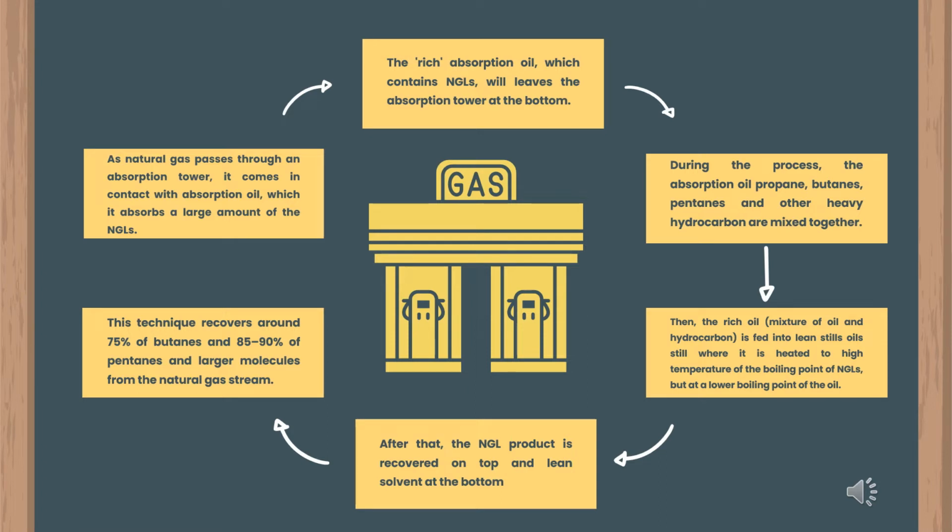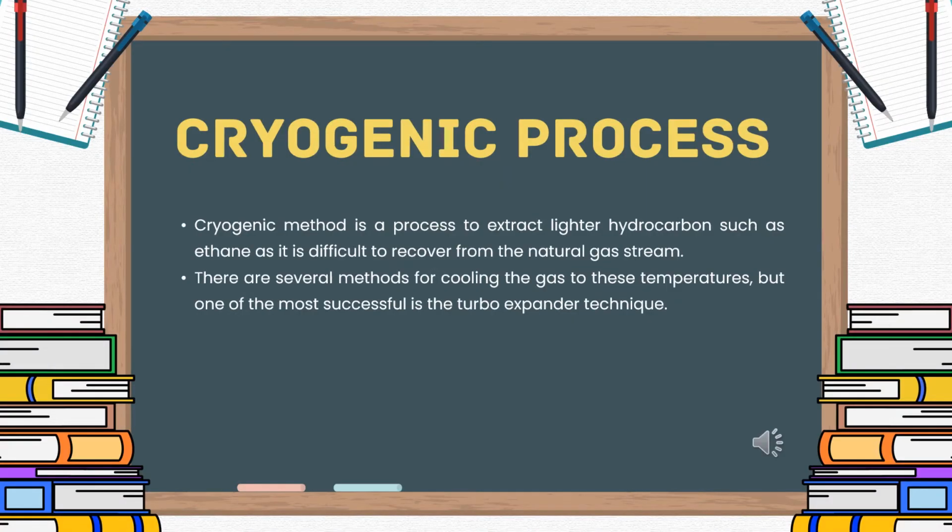The rich absorption oil, which contains NGLs, will leave the absorption tower at the bottom. During the process, the absorption oil, propane, butane, pentane, and other heavy hydrocarbons are mixed together. Then the rich oil is fed into a lean oil still, where it is heated to a high temperature at the boiling point of NGLs, but above the boiling point of the oil. After that, the NGL product is recovered on top and lean solvent at the bottom. This technique recovers around 75% of butanes and 85 to 90% of pentanes and larger molecules from the natural gas stream.